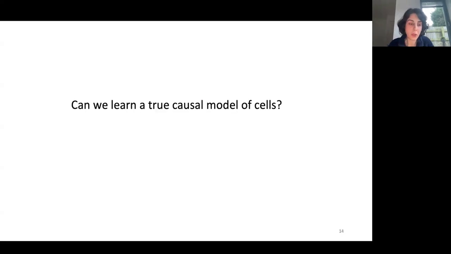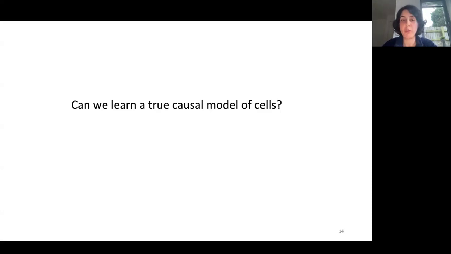So the question that I would like to ask now is, can we really then learn a true causal model of cells? And should we really spend time on learning it? Because it seems like we don't have enough data, and also we don't have perfect interventions.